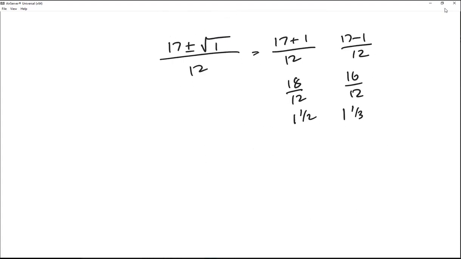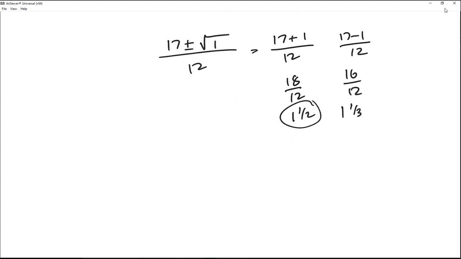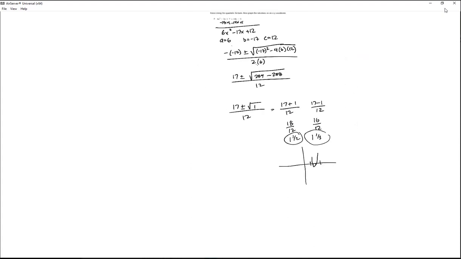So if you graph these on an XY coordinate, 1 1/2 is here, 1 1/3 is here. So like the parabola is going to do something like this. Cool. That's the last problem on that page, number 7.